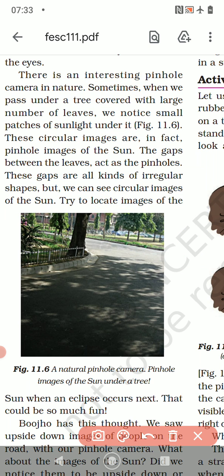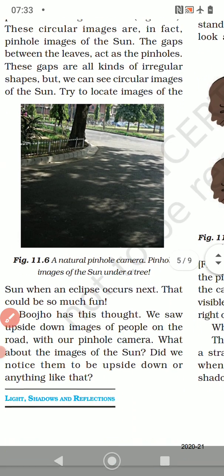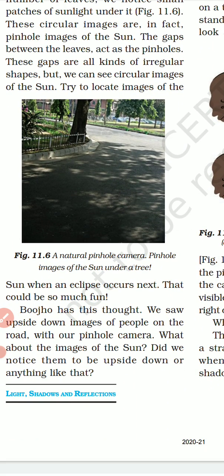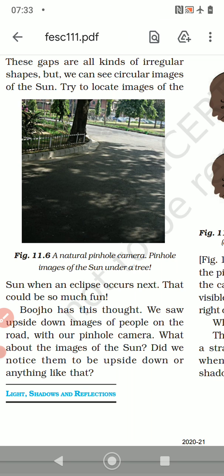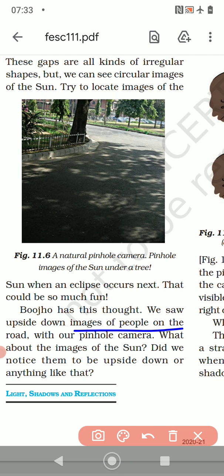Alright? Chalo, moving ahead. Bujo has this thought, and we saw upside down images of the people on the road with a pinhole camera. Whenever you make your pinhole camera, you will also see your upside down image, not your image. You can see the images of the people will be upside down.